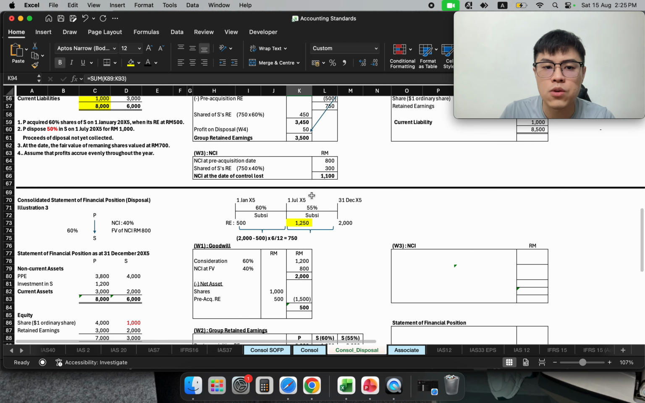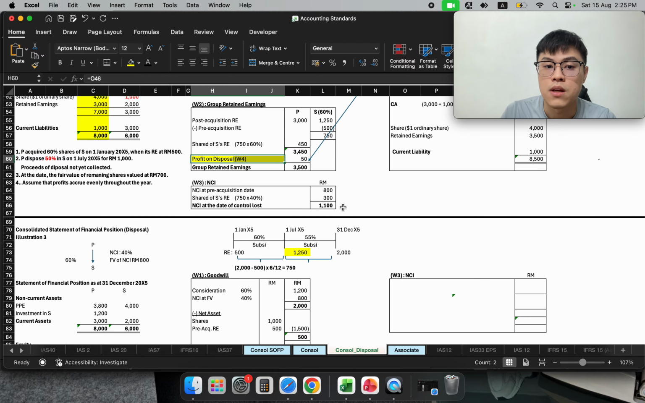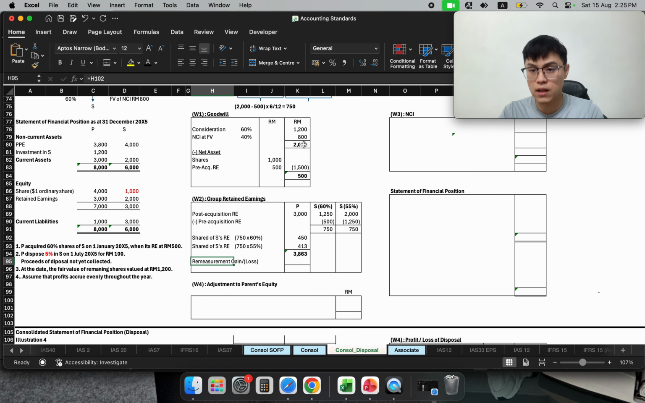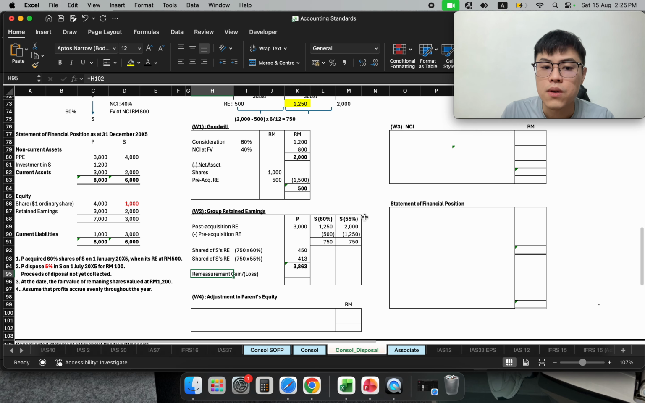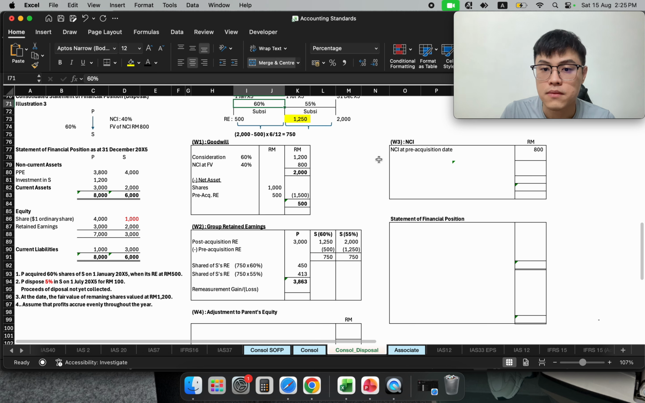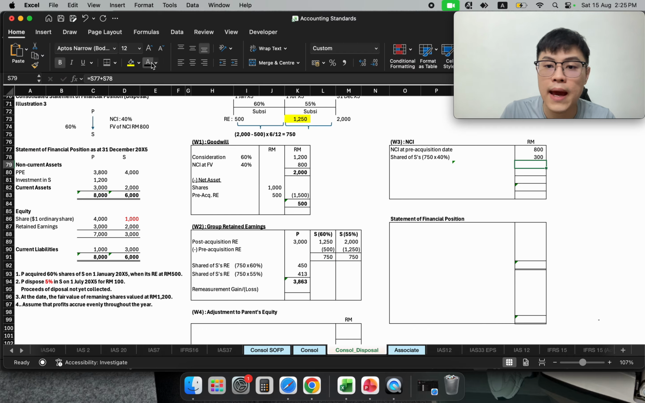So unlike just now with the two cases, here is profit on disposal. But now we won't call it profit on disposal, we will call it adjustment of equity or remeasurement gain or loss. So let's see what we are going to do in here. We will need to go into NCI directly. NCI as per your goodwill is 800 as per the question as well. And NCI needs to share until the date at 60%. So they will share the profit, the retained earning. And NCI will be carried at 1100 at the date where the NCI is still 40%.